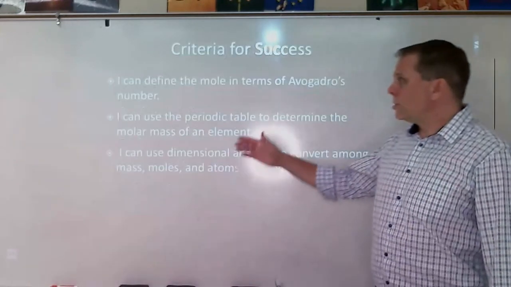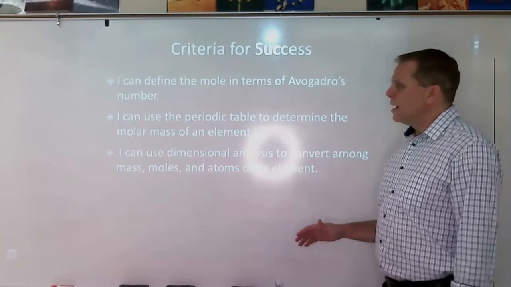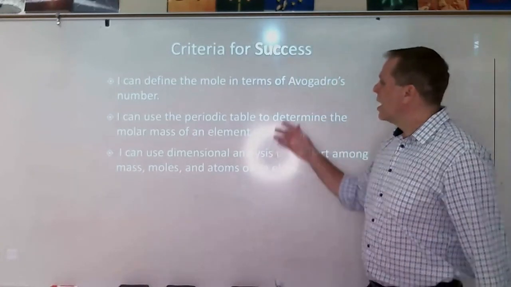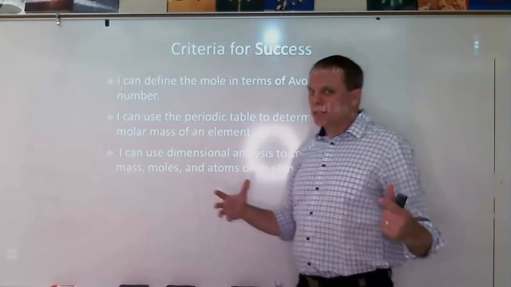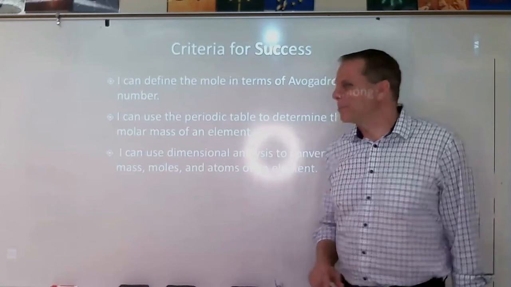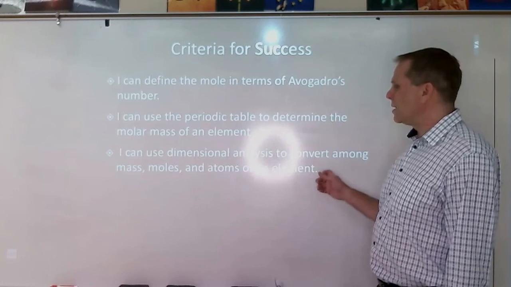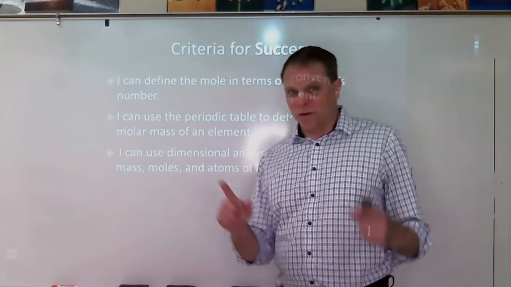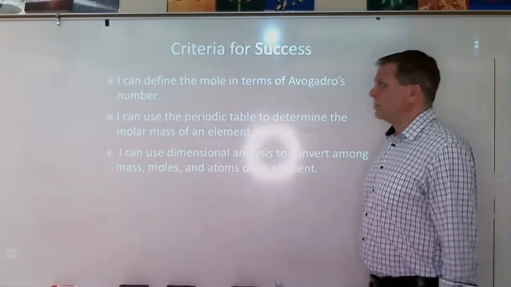Okay, so you should be, at the end of this lecture, able to define the mole in terms of Avogadro's number. Again, sometimes those are kind of interchangeable words, but Avogadro's number is something specific, and the mole is something specific, but we want to parse the difference between the two, but they are similar in concept. I can use the periodic table to determine the molar mass of an element, and I can use dimensional analysis to convert among mass, moles, and atoms of an element. So we're going to do these things. We call it the mole road, and we're going to convert from one thing to another using moles.